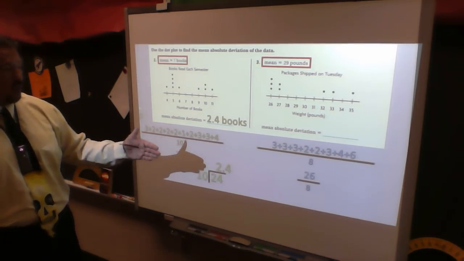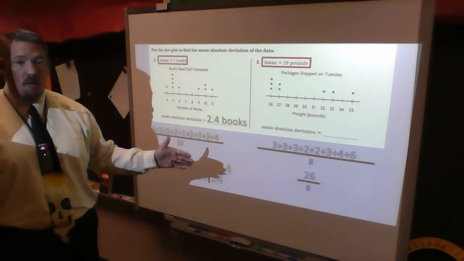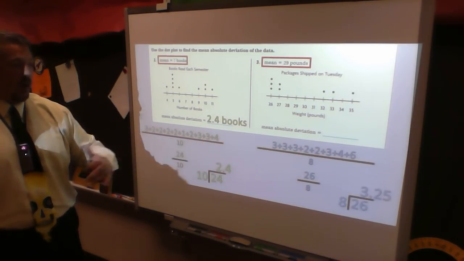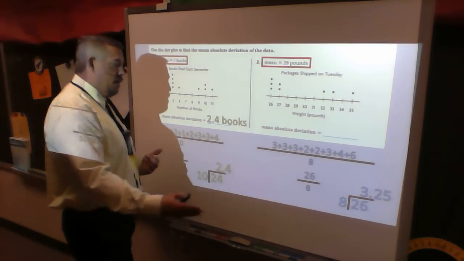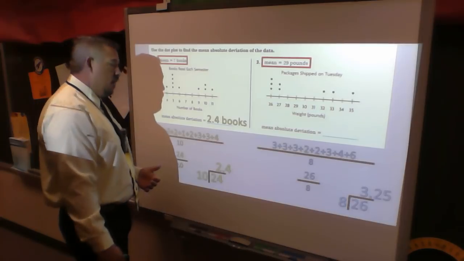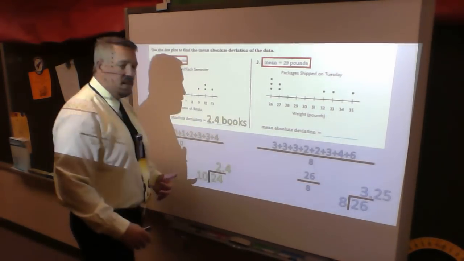When I add them together, I get 26 in my numerator. I'm still dividing by the 8 because there are 8 there. And when I type that into my handy-dandy calculator, I put it inside my division box, divided by 8. I know it's a decimal. I know that 8 will not go into 26 evenly.